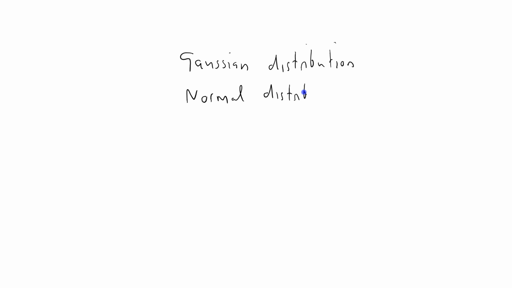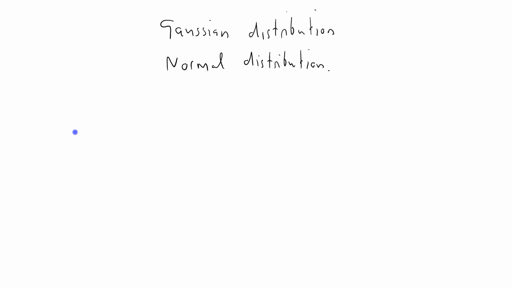Welcome to the first of two screencasts that discuss the Gaussian distribution, sometimes known as the normal distribution. There are other names for it too, but Gaussian or normal, and I'll switch between these two names for it. Well, basically it looks like this.